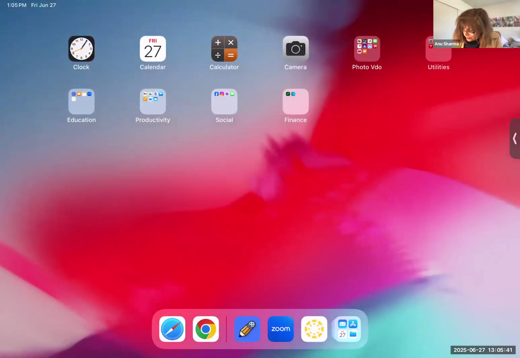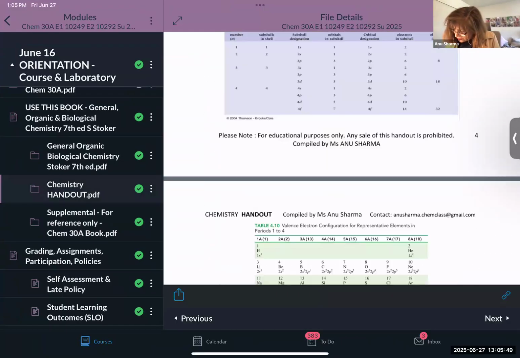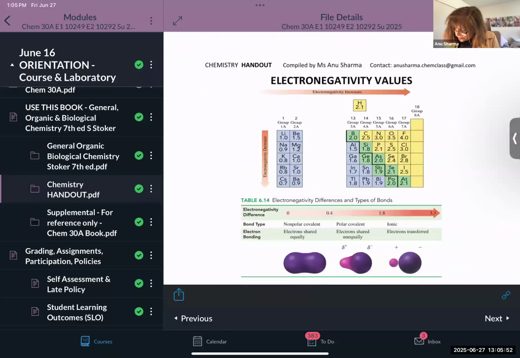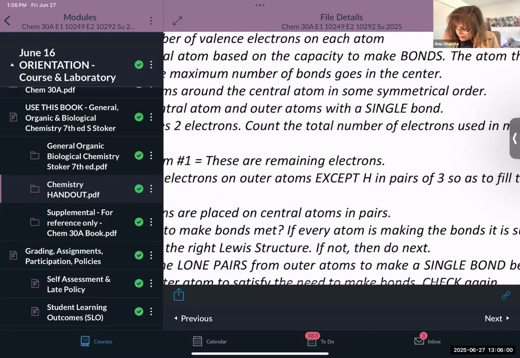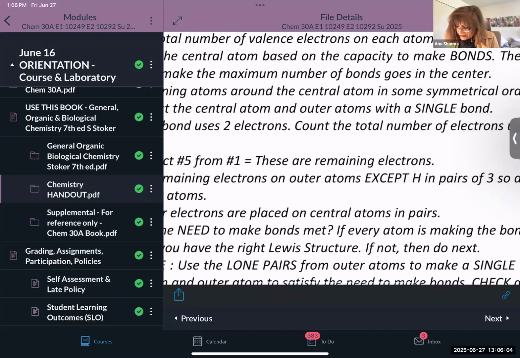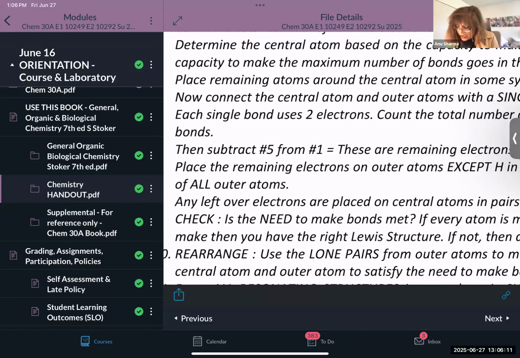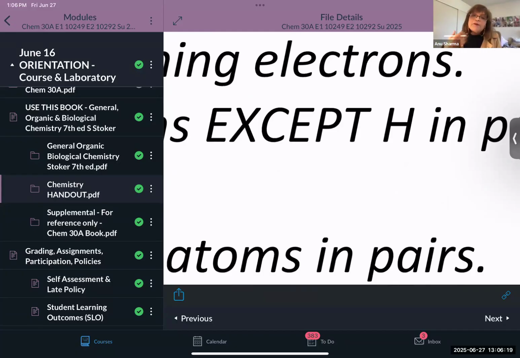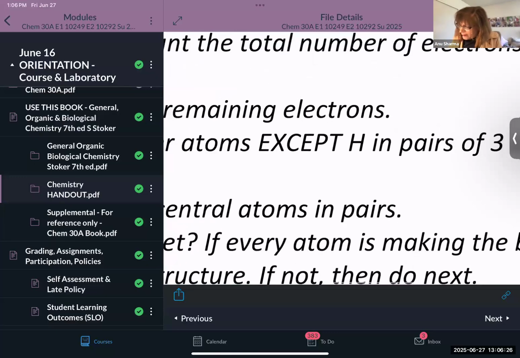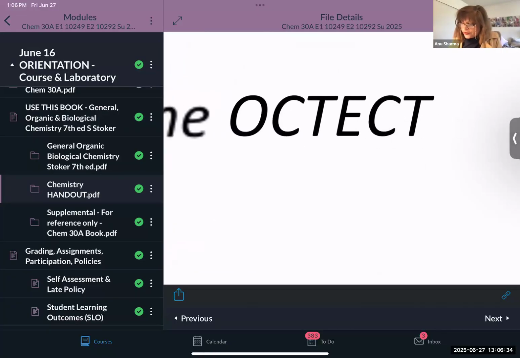I just want to clarify this, because your handout states it, let's double check. The steps state that each single bond uses 2 electrons. Count the total number of electrons used in making the single bonds, and then subtract these from the total number of valence electrons. Then place the remaining electrons on the outer atoms, but not on hydrogen. Very important. We place them in pairs, like 2 dots, 2 dots, 2 dots, on the outer atom so as to fill the octet.